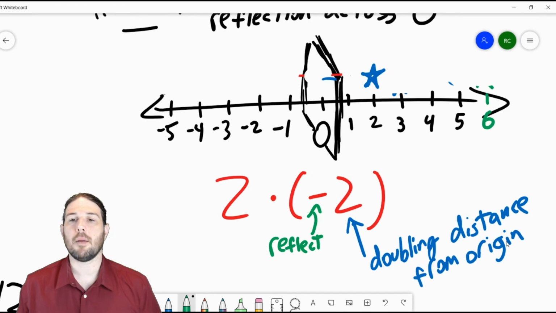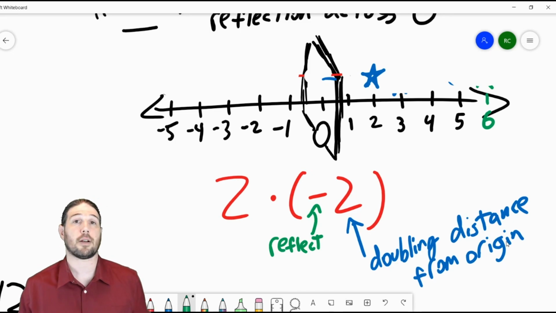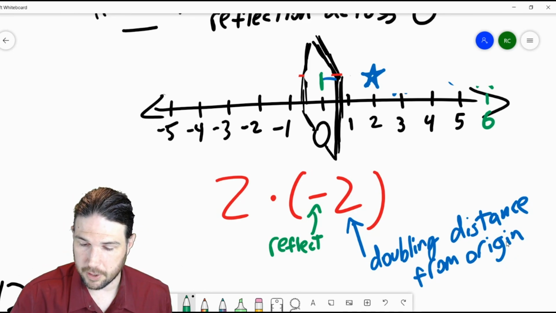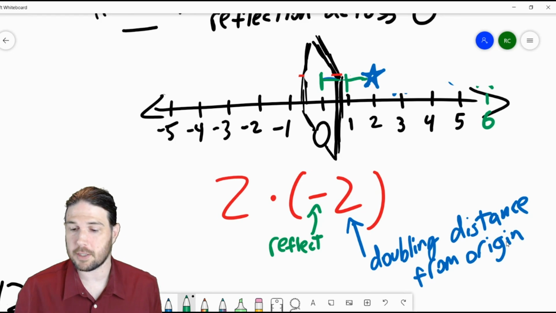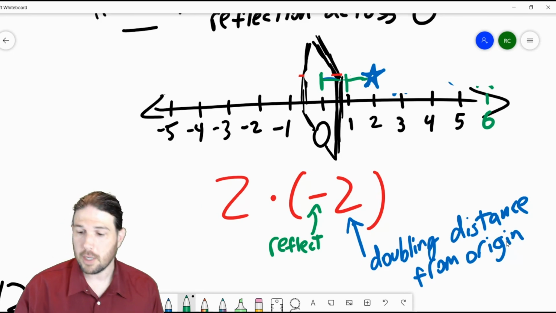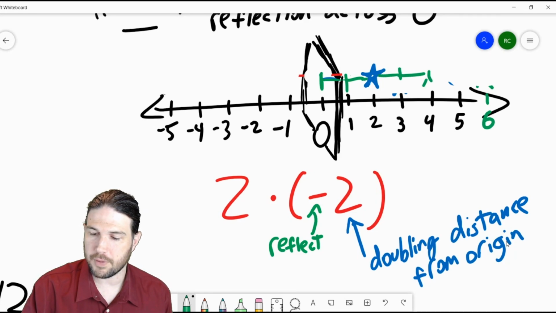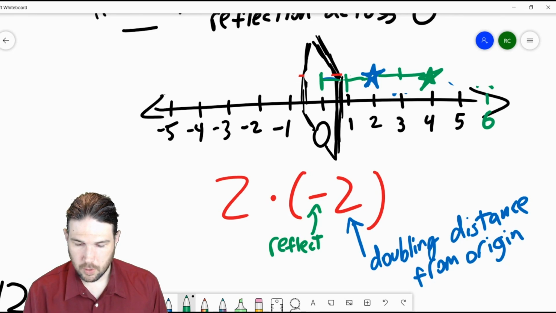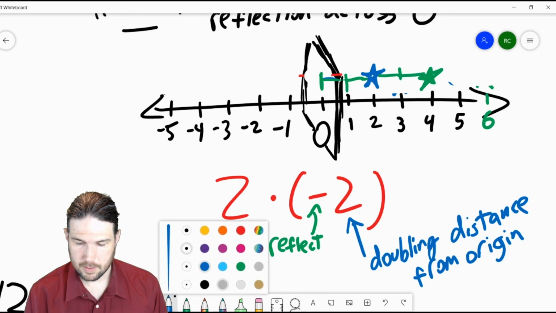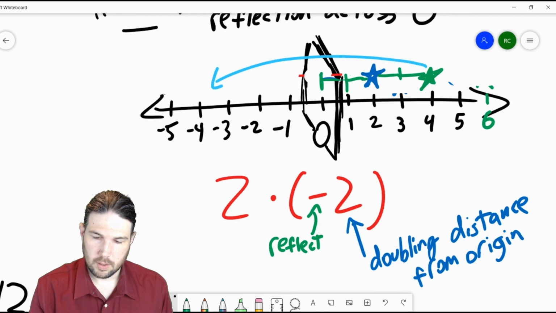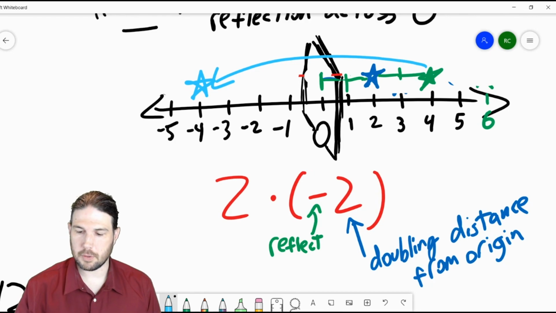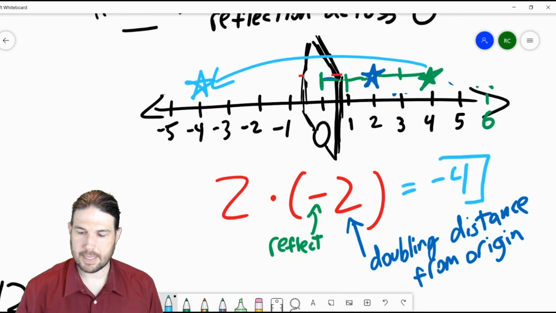Now, the question becomes, do we double first or do we reflect first? And the answer is it doesn't matter. I'm going to go ahead and double first. So let's see, there's 1, 2 spaces from the origin to the star. So to double that is 3, 4. The star goes there at 4. But then we reflect it over the mirror. -4 is the answer. 2 times -2 is -4.